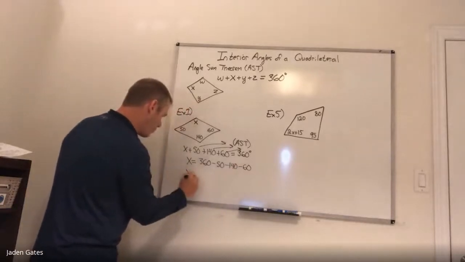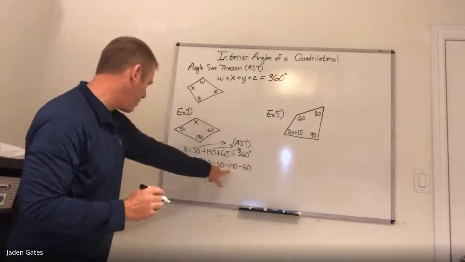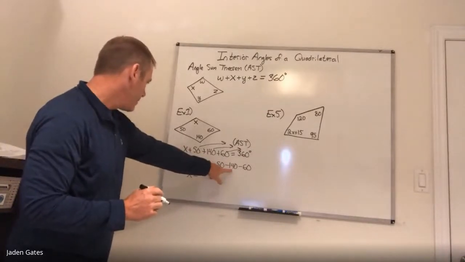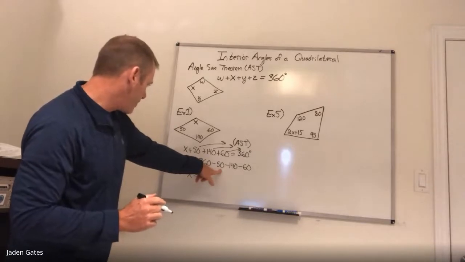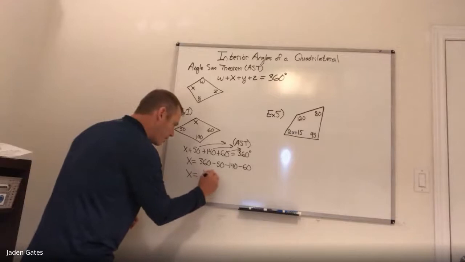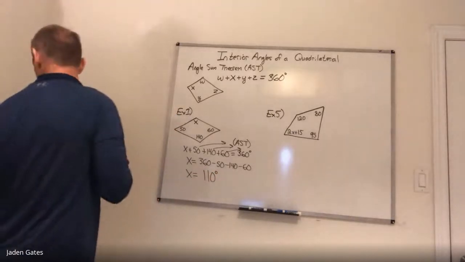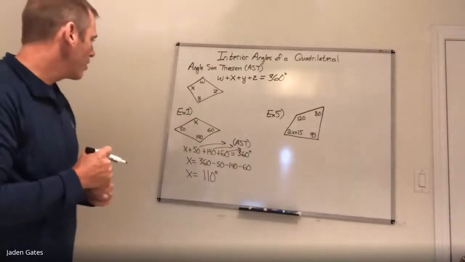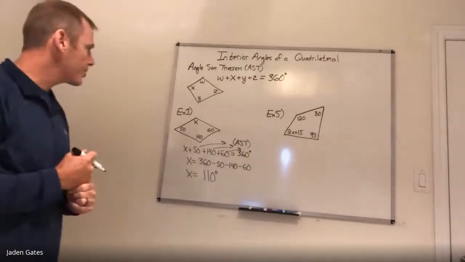All right, and if I do the math there, let's see, 360 minus 140, that would be 220. Minus 50, I believe is 170, minus another 60, it would be 110 degrees would be our X value. I think that's wrong on the notes. I think it's a student's note, but it's 110 degrees.